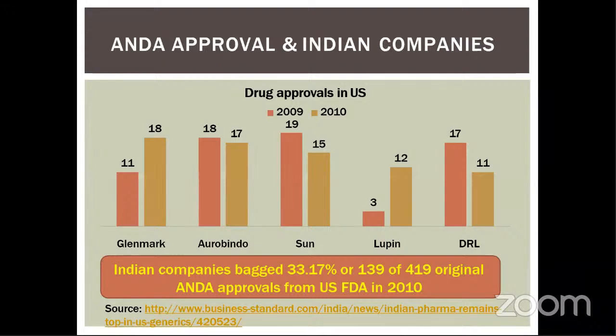That is another one, ANDA approval for Indian companies. See that here 5 companies are there: Glenmark, Aurobindo, Sun Pharma, Lupin, DRL. I think you know some of the names. So all these are Indian companies. Now see that here a 2-year survey is there, 2009 and 2010. Indian companies bagged 33.17% or 139 of the total 419 original ANDA approvals from US FDA in 2010. You can see the details from this source.